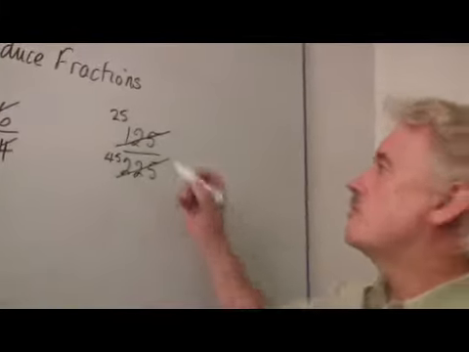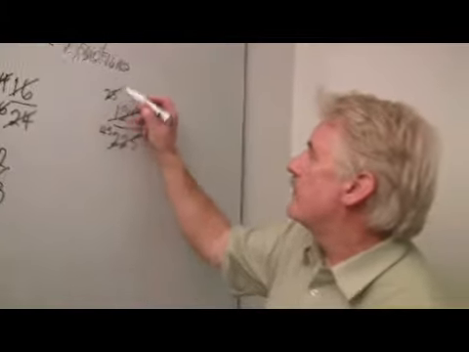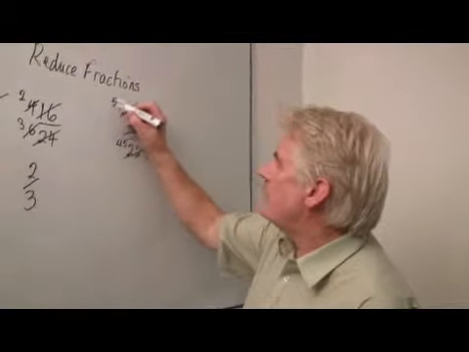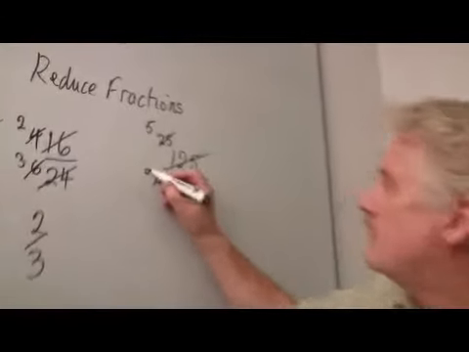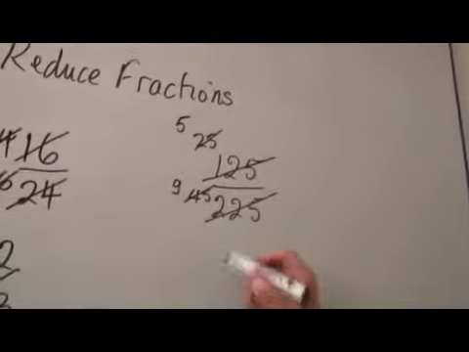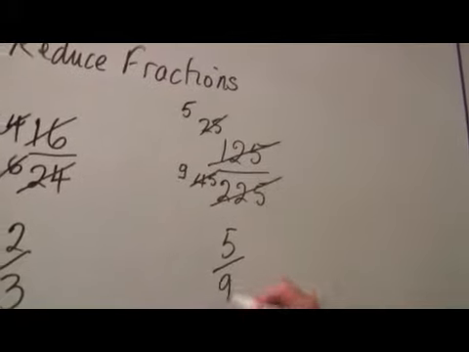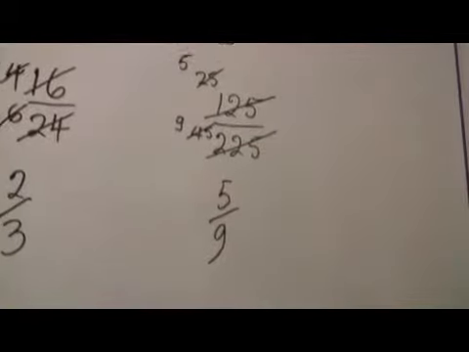Oh, this reduces yet again by 5. So divide that by 5, I'll get 5. Divide this by 5, I'll get 9. 9 5s are 45. So in fact, 5/9 of the whole school is girls.